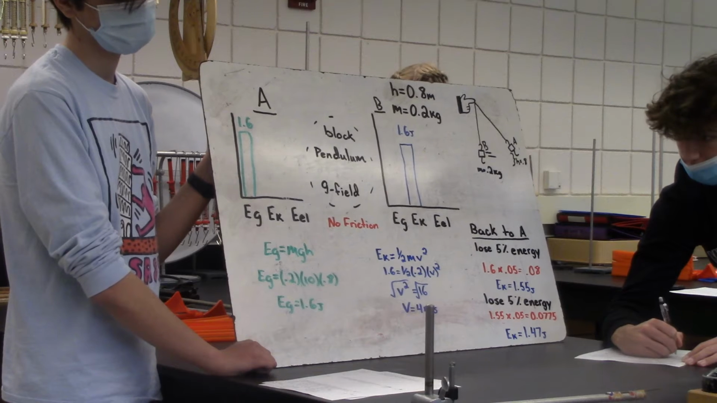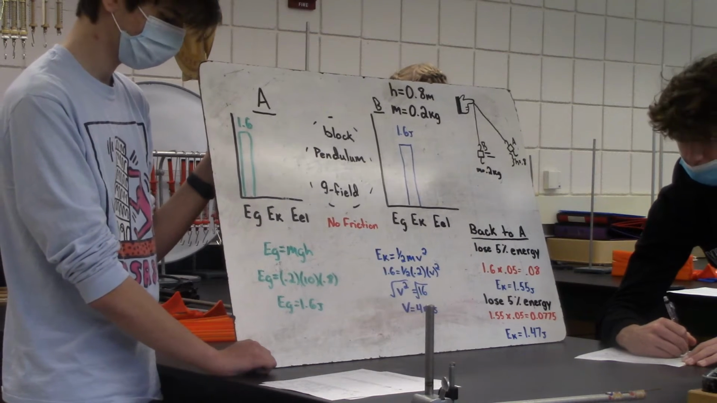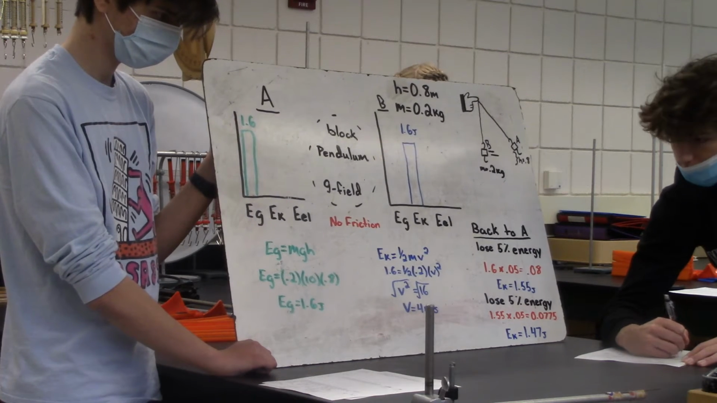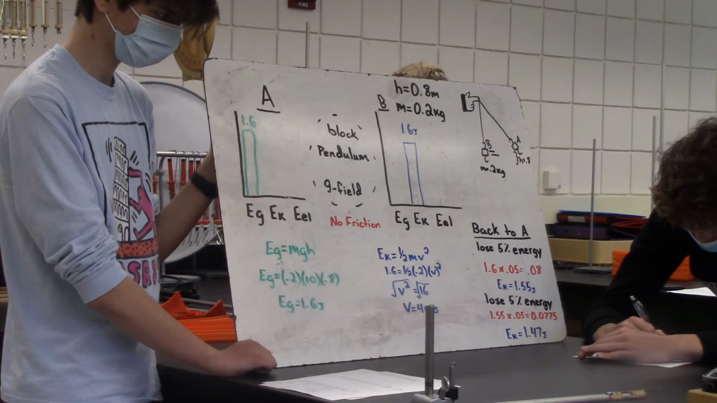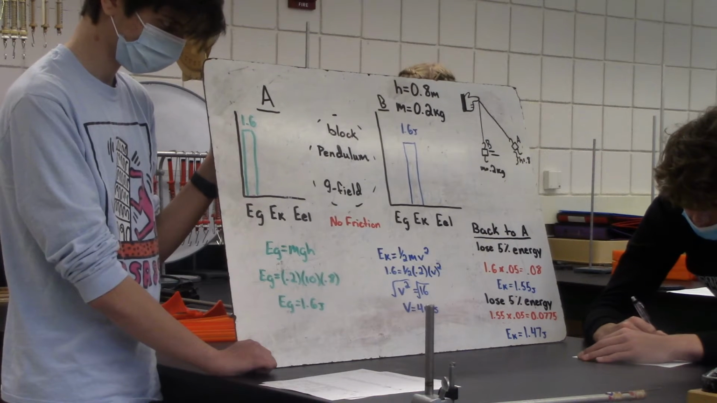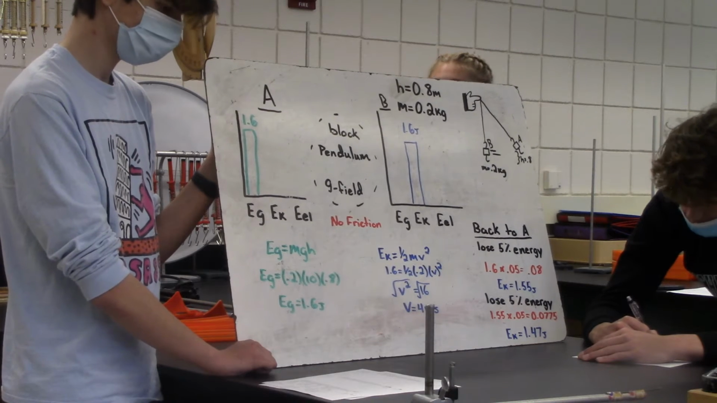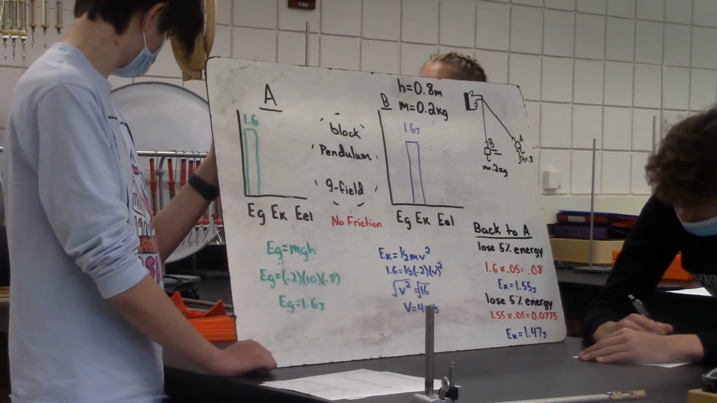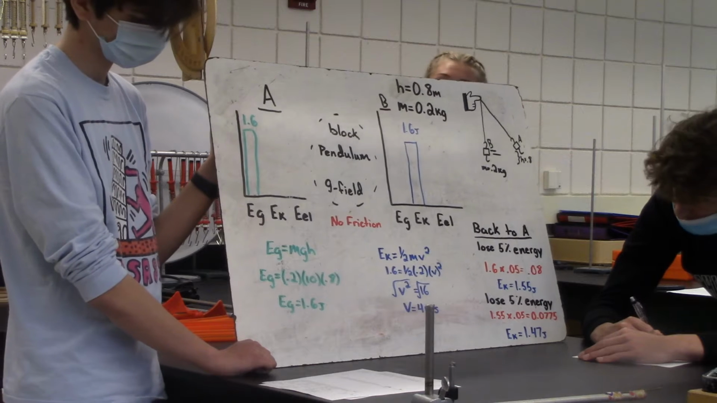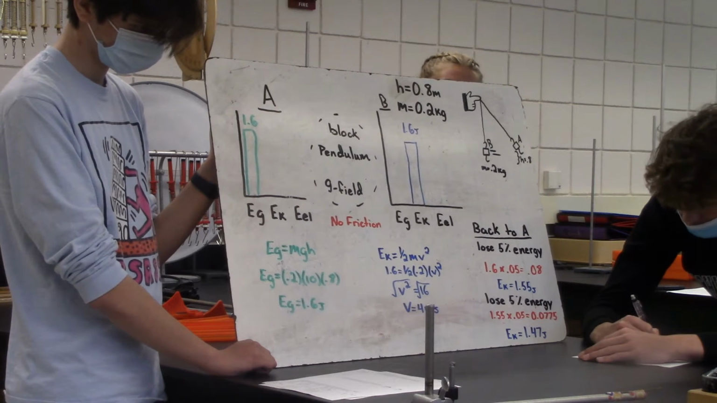So we had EG equals mgh. So it would be the mass of the block, which is 0.2, and then the g field would be 10 as usual, and then our height is 0.8. So when you do the calculation, you get that it equals 1.6 joules.